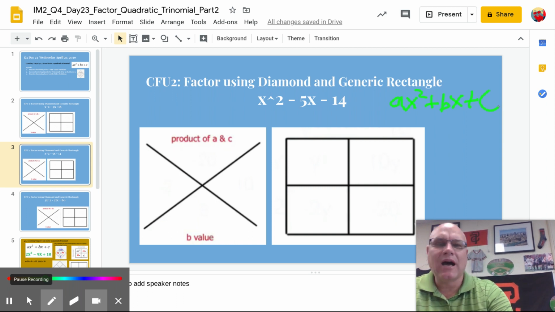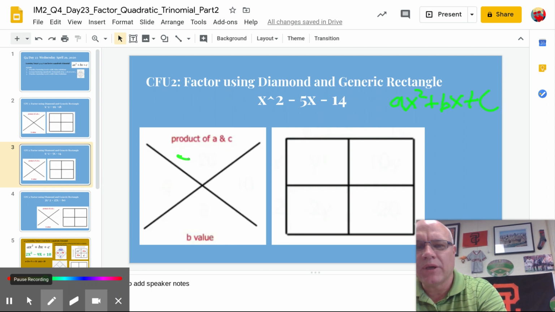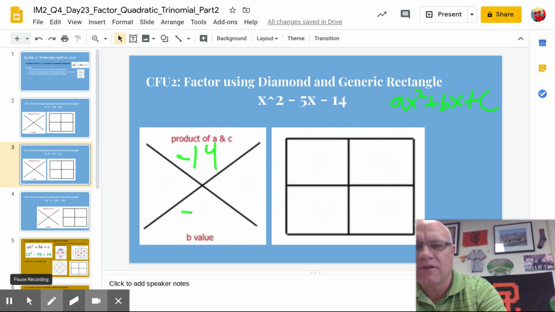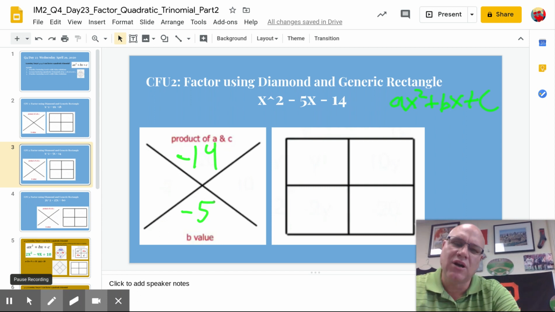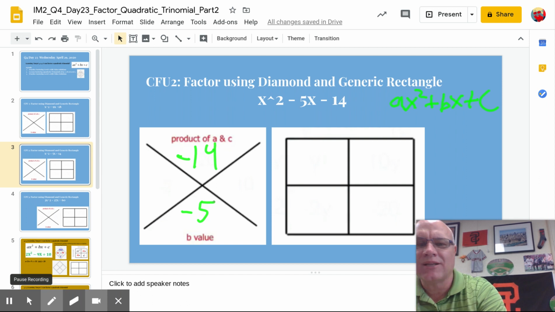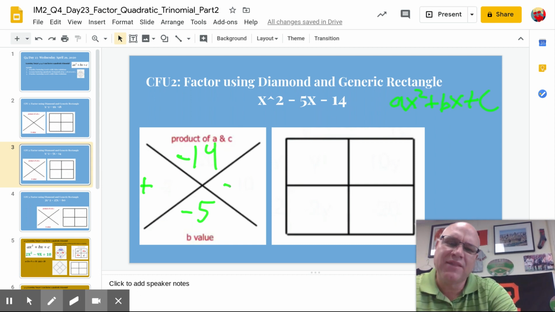AC is 1 times negative 14, so we get negative 14. Our b value is the coefficient of the x to the first degree, so that's going to be negative 5. Now I need two numbers that multiply to negative 14 and add to negative 5. Since the product is negative, I know that one of my numbers is positive and one is negative. And so then you got to think, what factors of 14 do we have that give you a difference that's going to be 5?